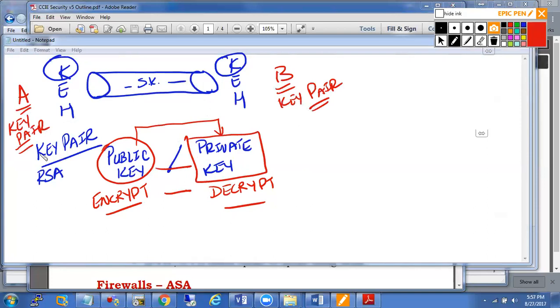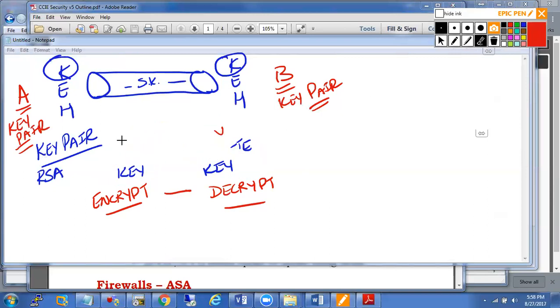What's the job of the public key? It is to encrypt. What's the job of the private key? It is to decrypt. The private key cannot decrypt anything. It can only decrypt what was encrypted by using the corresponding public key. Clear? Give me the go ahead and I'll step on to the next thing.